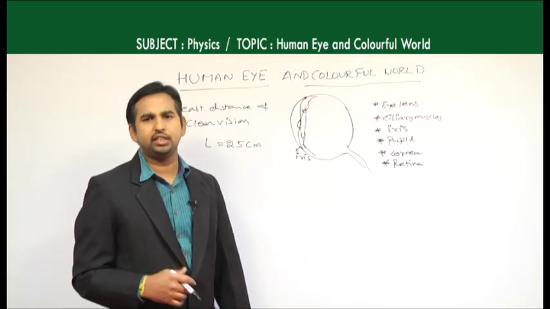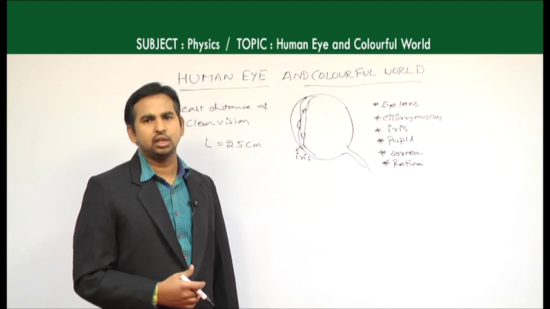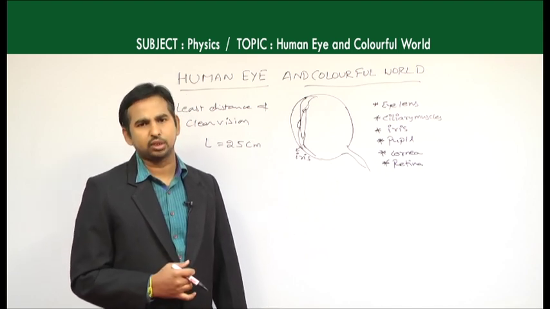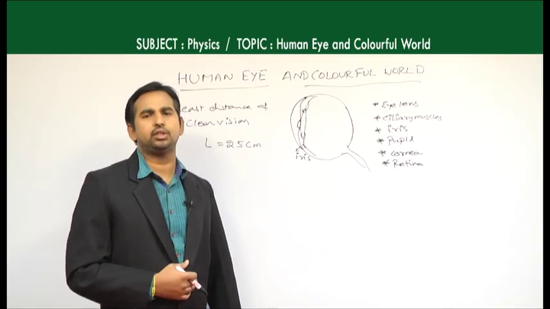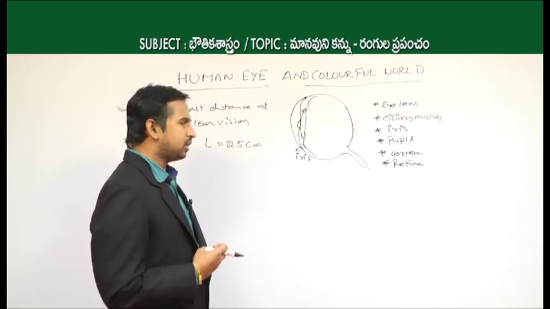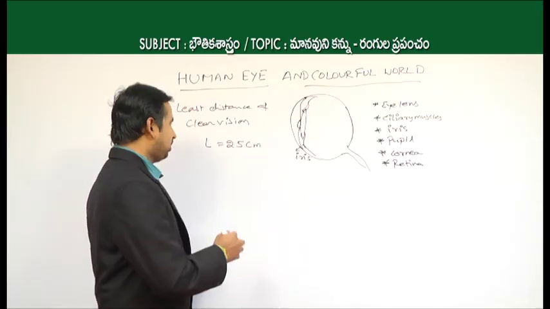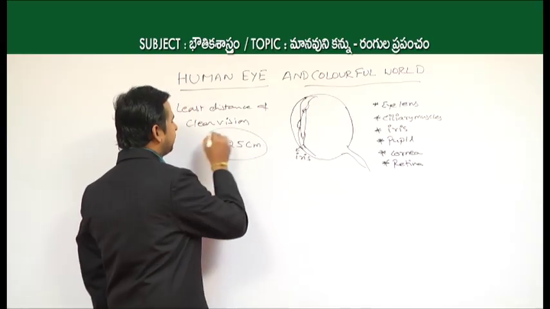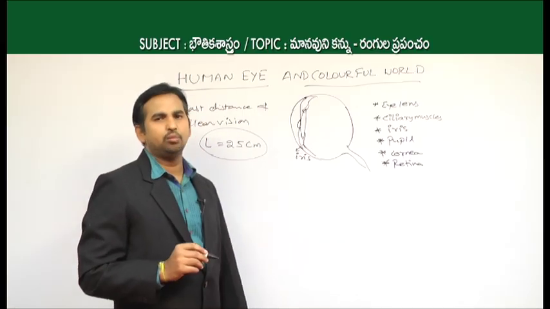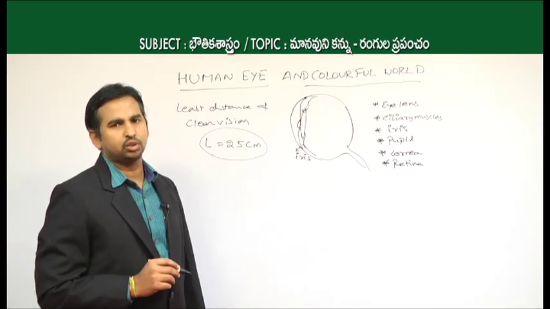So, depending on the person, the average is around 1 meter, also possible sometimes. It ranges between 70 centimeters to 1 meter also possible. So, in most cases for an average person, the least distance of clear vision without straining the eyes, if you want to see the object very clearly, the minimum distance to be maintained is 25 centimeters.